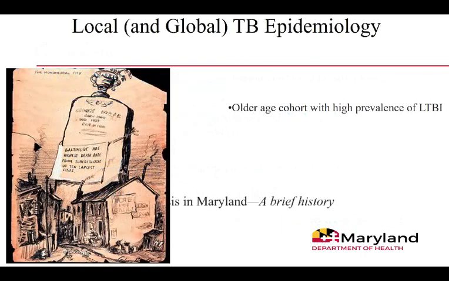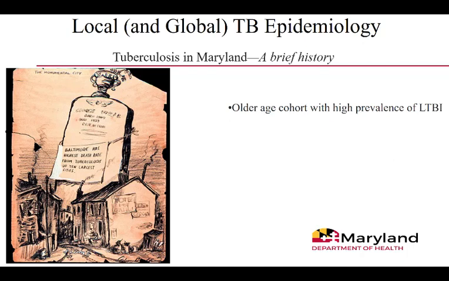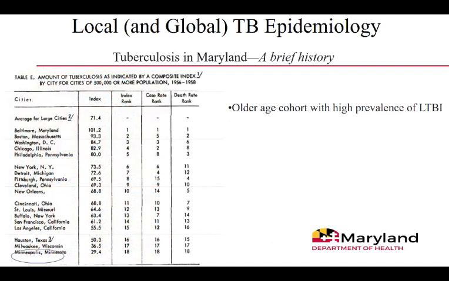In Maryland, it is worth remembering that tuberculosis was highly prevalent for the better part of the last 100 years. This was particularly true in Baltimore City, but also in Maryland as a whole. As you can see from this slide and historical documents, Baltimore and Maryland had one of the highest incidences of tuberculosis, particularly in the 50s, 60s, and even progressing through the 70s and early 80s.